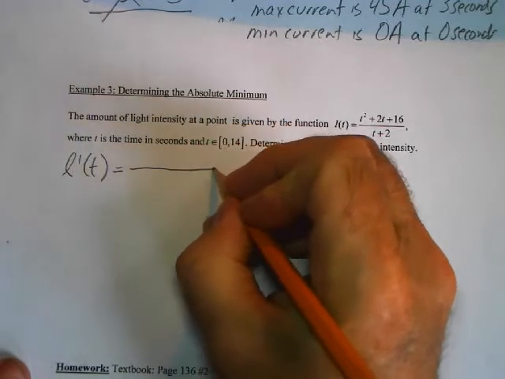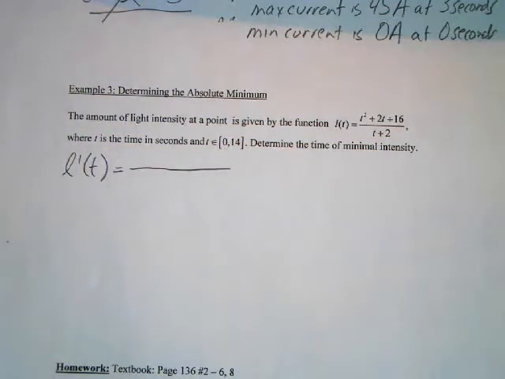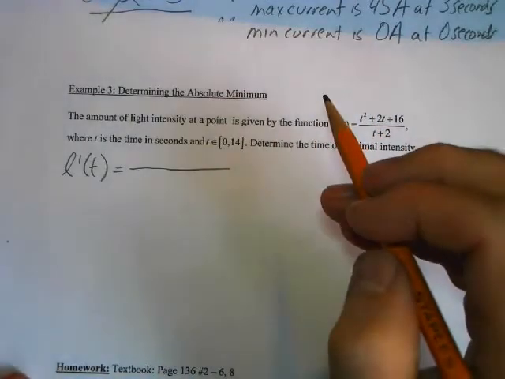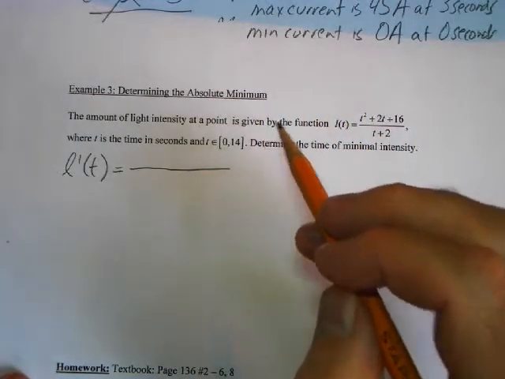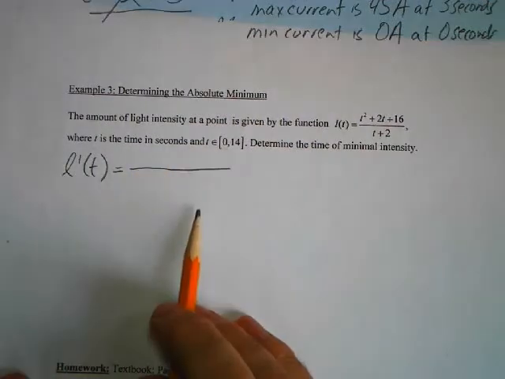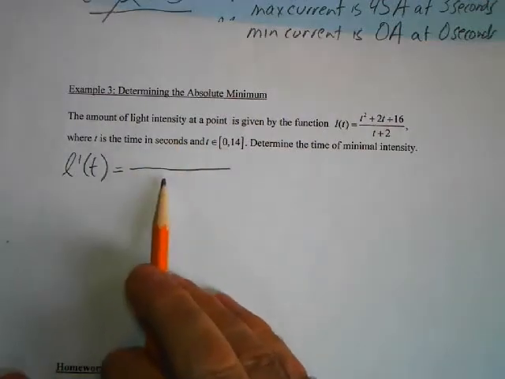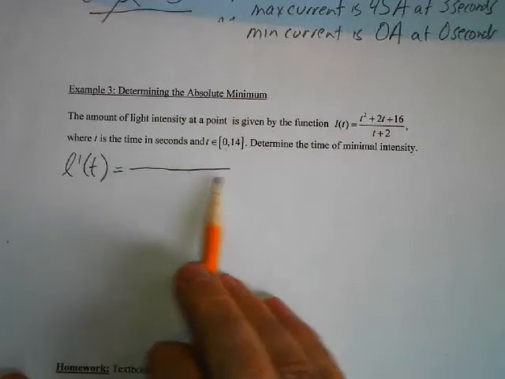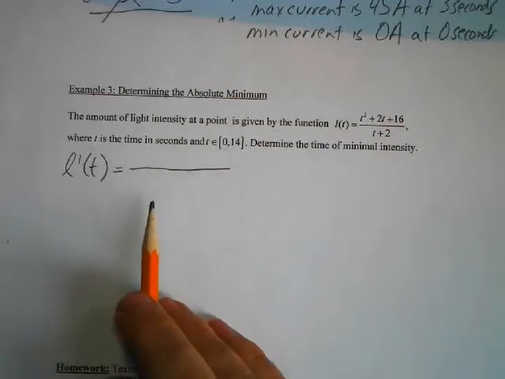and I would definitely do, for these type of applications, definitely do the quotient rule, because you're only going to get one term with the quotient rule, whereas if you do product rule, changing this to t plus 2 to the negative 1, you're going to end up with two terms. You're going to have to combine them anyways.